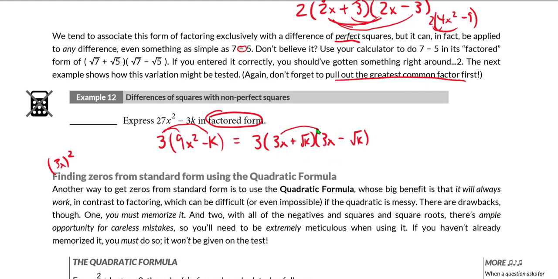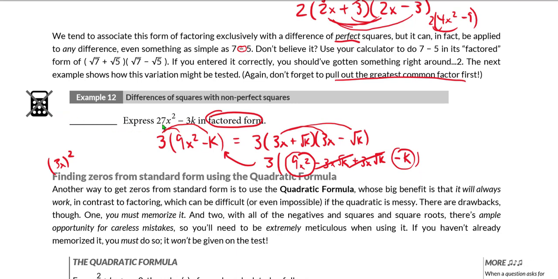If I distribute this back through, 3x times 3x is 9x squared. 3x times negative root k will be negative 3x root k. Then I would have positive root k times 3x. Well, that's just going to be plus 3x root k. And then, of course, positive root k times negative root k is going to be negative k. These two middle terms will go away, and I will be left with 9x squared minus k with the 3 on the outside, which is indeed what we had right there. And if I distribute the 3, we already did that. We know we're going to get back this original expression.